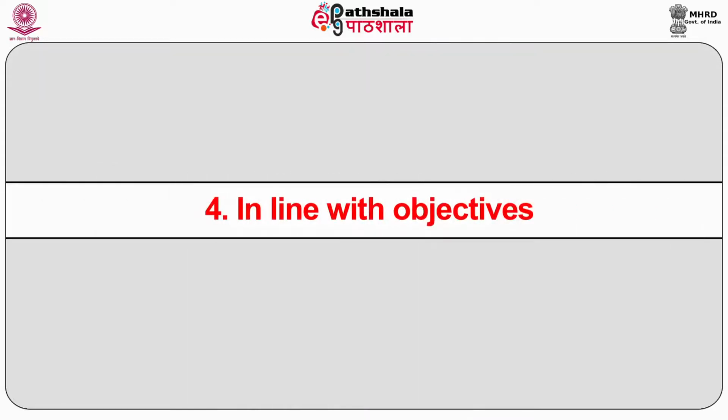Fourth, in line with the objectives. A good research design must be in line with the objectives of the study. In other words, the design should always lead toward achieving the objectives of the study.